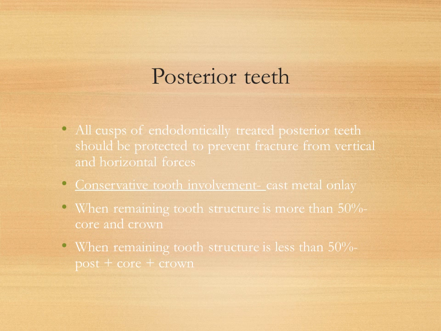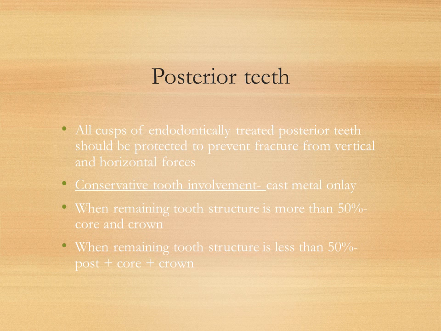However, if you do a class 1 opening and just restore it with composite, just to restore the access cavity which you have created, it is not going to suffice. So the minimum you can do is give a cast metal onlay to protect the tooth. If you have a tooth where the remaining tooth structure is more than 50%, you can just do your normal build-up, that is your core build-up without the post, and then give a crown.